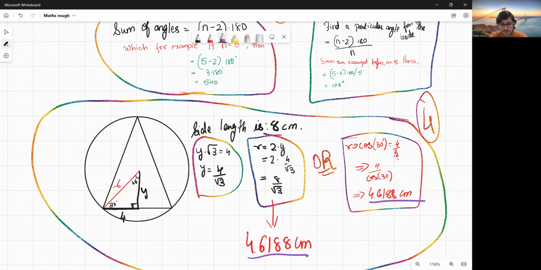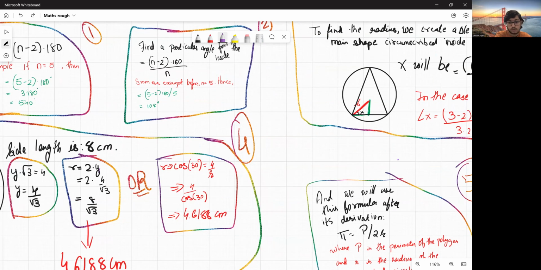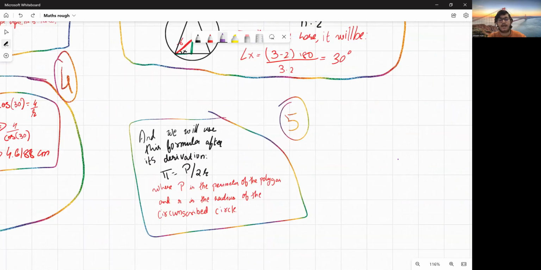4.6188 is the same as what we got in here. You can do that in your calculator as well if you would like to do so. So that's how you can find the radius. Now, there's two ways to estimate the value of pi. One is you can do it by hand, or you can do it the way I did on the Excel sheet I showed you before. What I'm going to do is show you how to do it by hand.